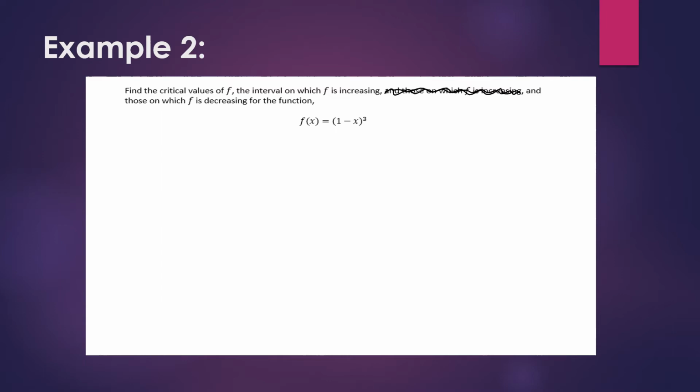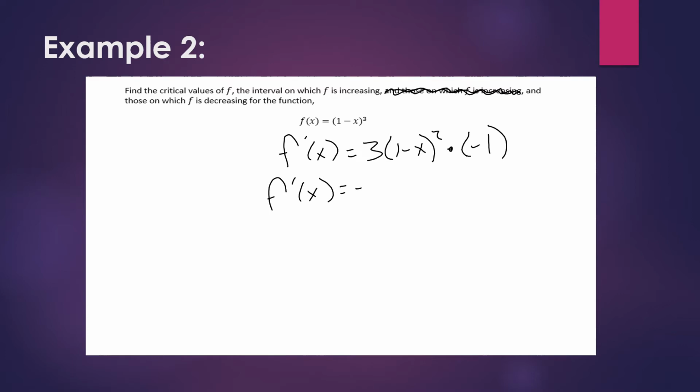So they want to know, when is this function increasing and when is this function decreasing? So let's see here. We've got f of x equals 1 minus x cubed. If I want to take the derivative of this, this would be a chain rule. So f prime of x is going to equal 3 times 1 minus x squared times the derivative of the inside, which is going to be negative 1. So f prime of x equals negative 3 times 1 minus x squared.